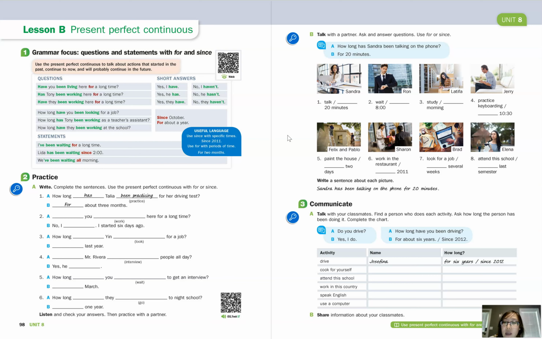Okay, and the last one. How long has Elena been attending this school? She's been attending this school since last semester.